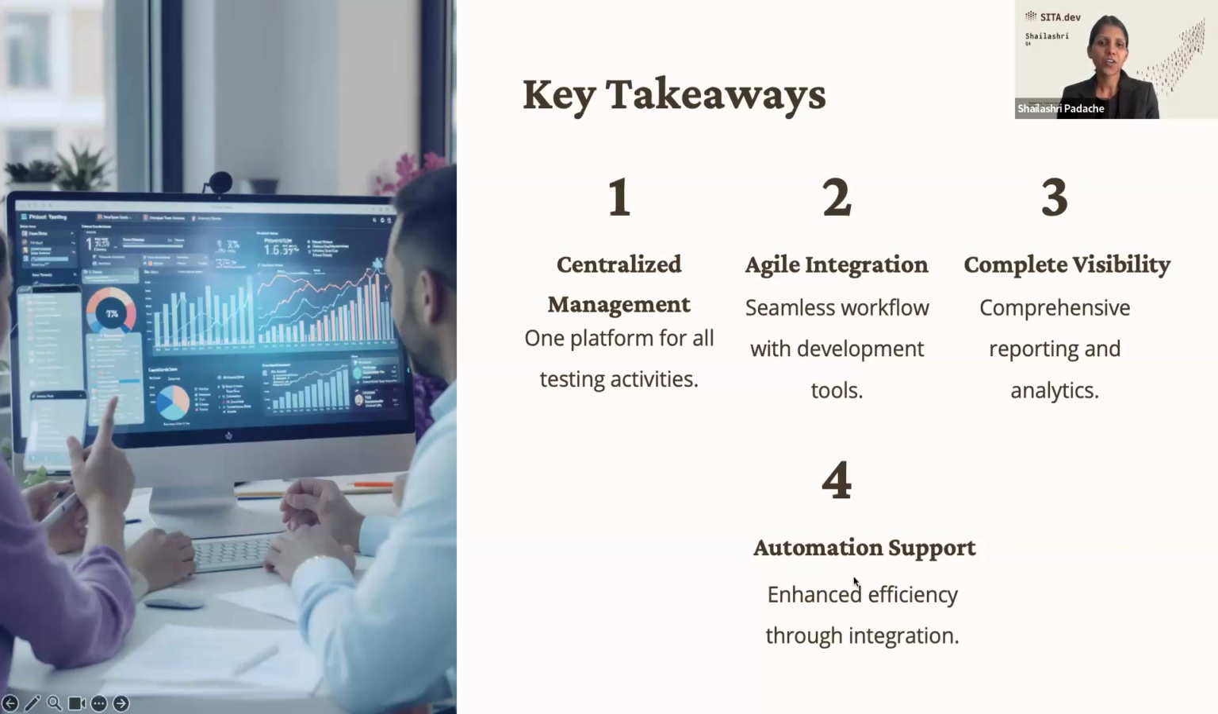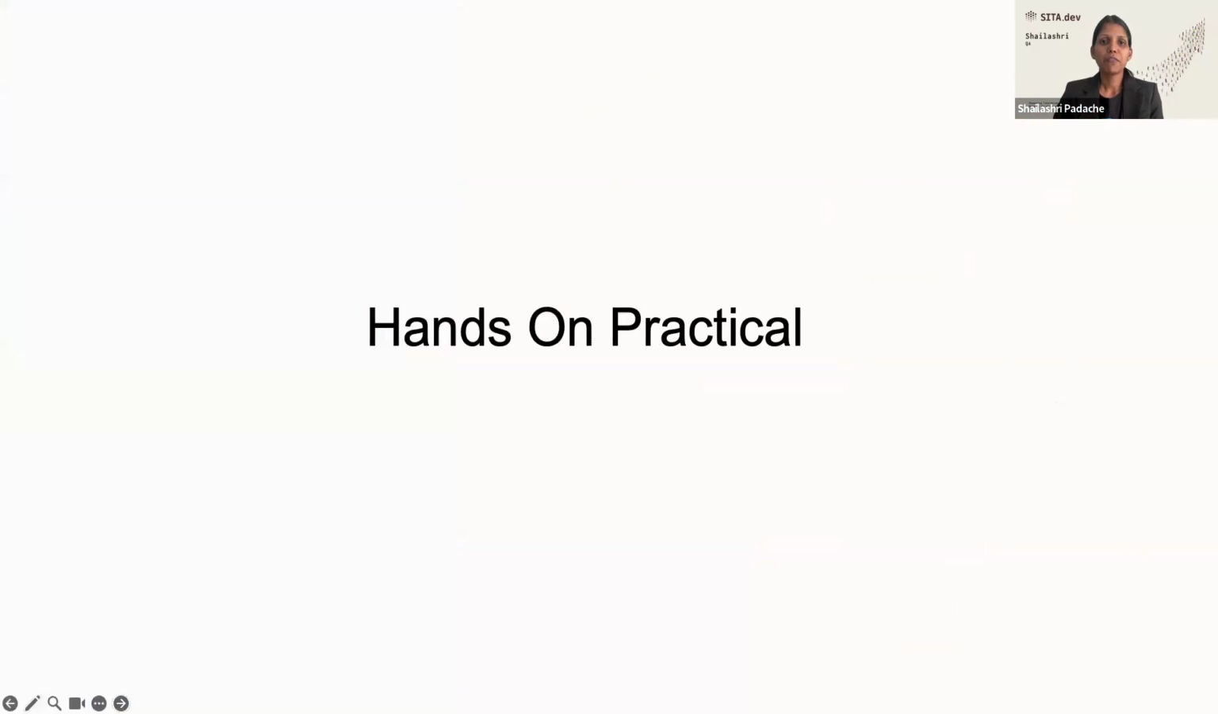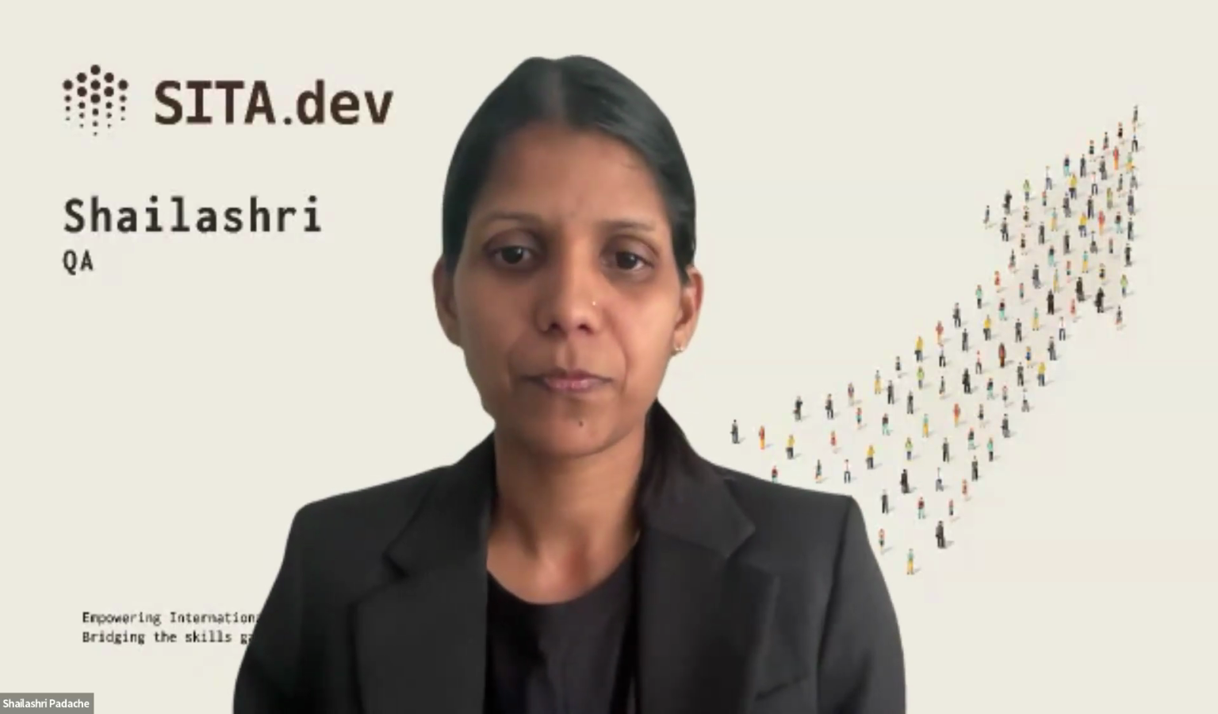The last one is automation support. QMetry works smoothly with popular automation tools like Selenium, TestNG, and Cucumber, as well as CI/CD pipelines. It imports automated test results, triggers execution, and combines the manual and automation test reports in a single place. So I will give you a hands-on, like how we can do a hands-on with the QMetry tool.